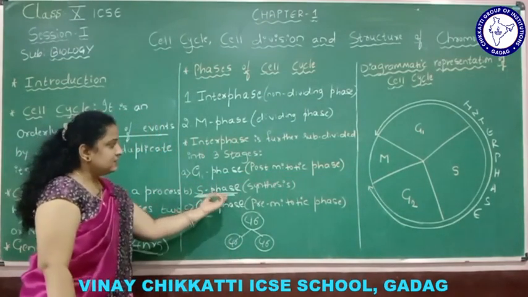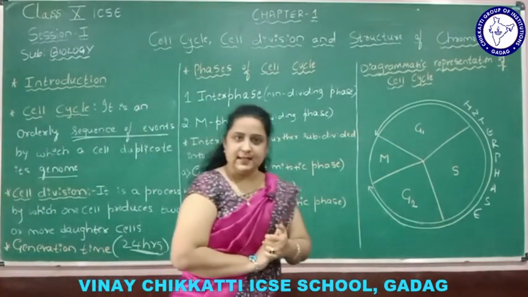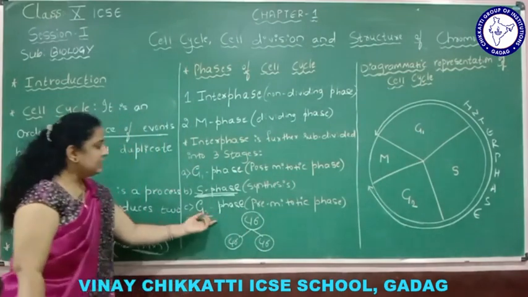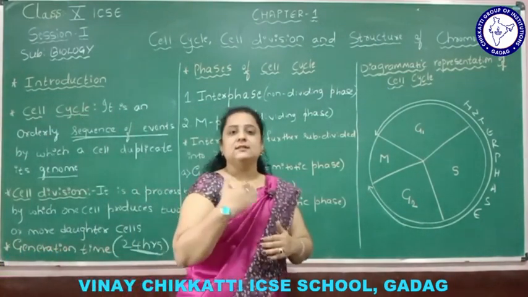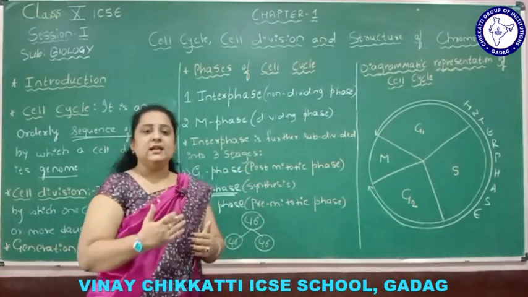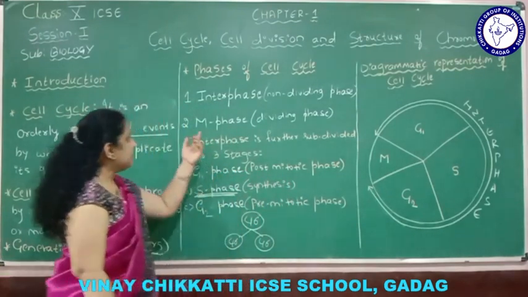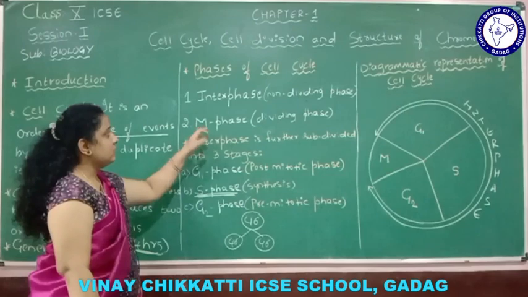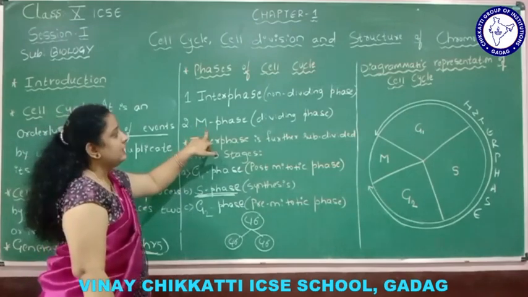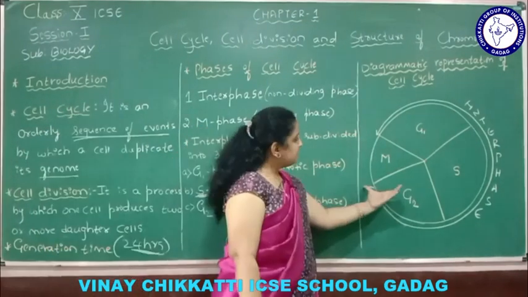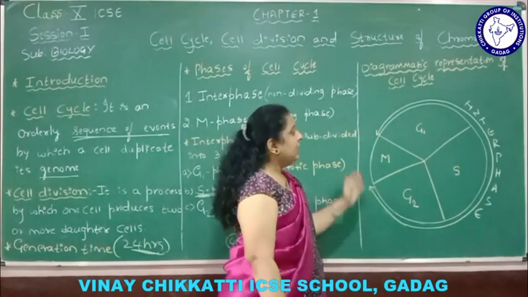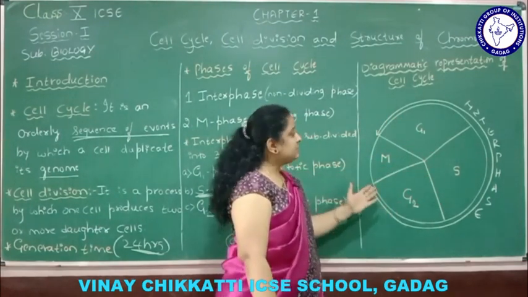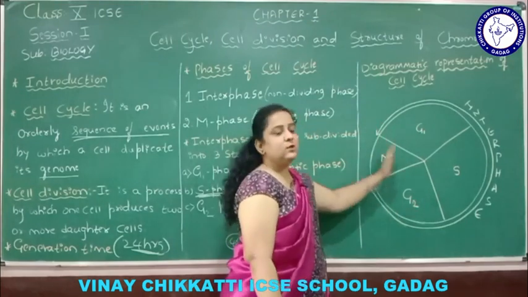In S phase, synthesis of DNA takes place, and in G2 phase, the synthesis of DNA stops, but the synthesis of RNA, protein and ATP continues because the cell has to enter the next phase called M phase, or dividing phase. As you can see here, the diagrammatic representation of the cell cycle is in a cyclic manner. It means that the events are continuously taking place.